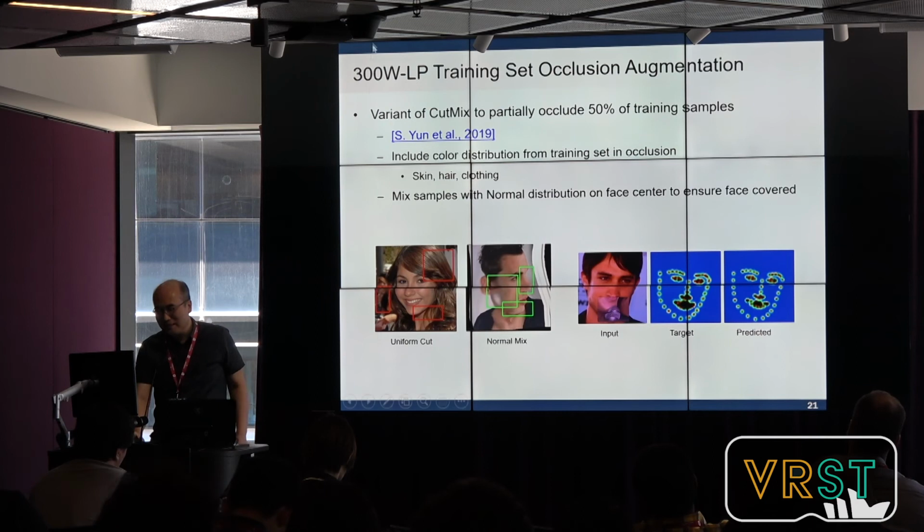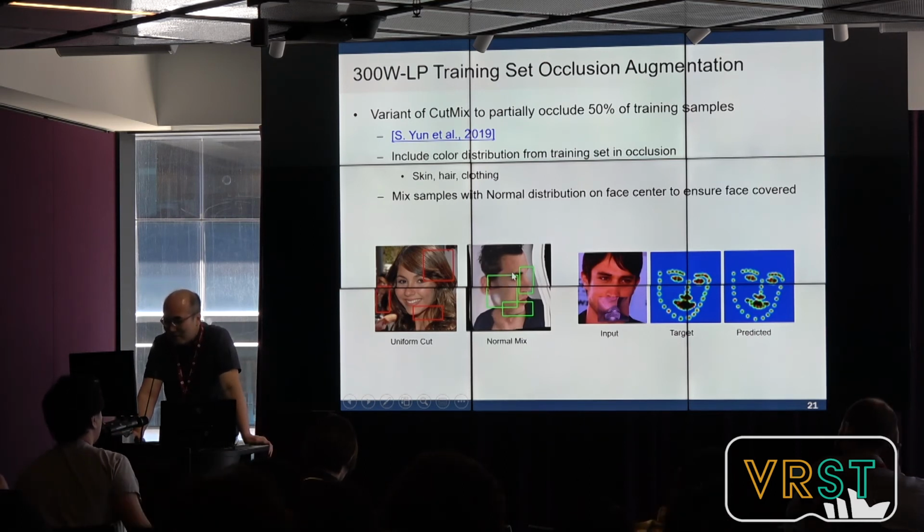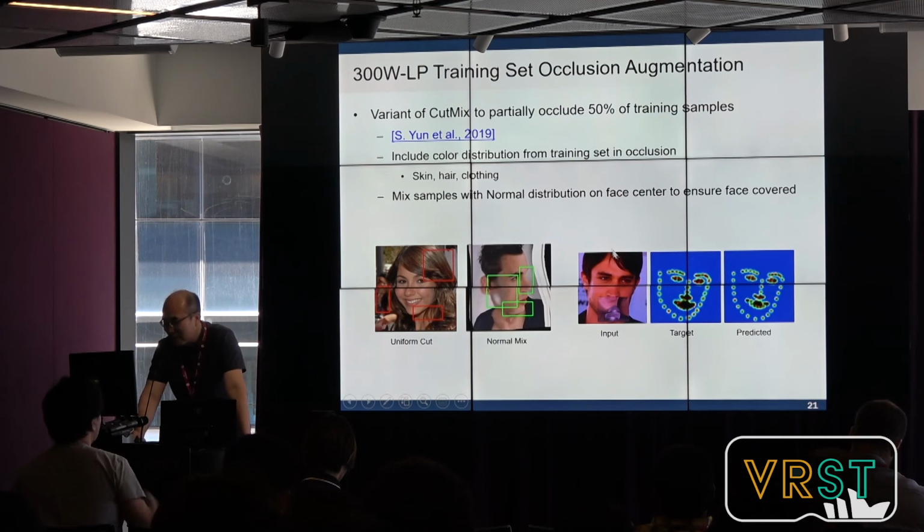And also when we place this randomly sampled box on our sample image, we use a normal distribution centered at the center of the face, to make sure that this box will cover the face. Then as you can see, by having this CutMix augmentation, our network can be more robust against occlusion.